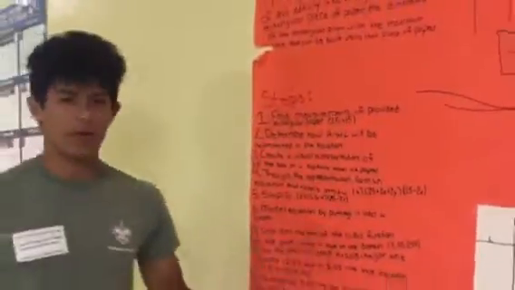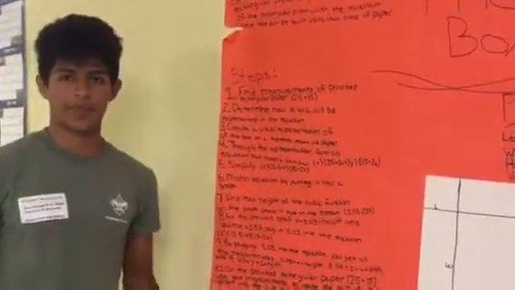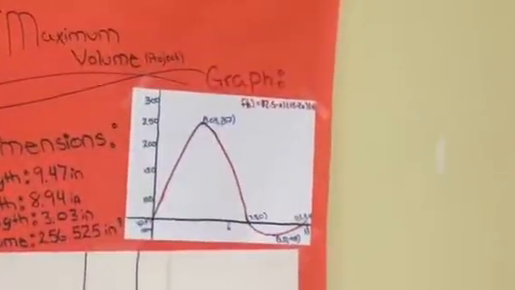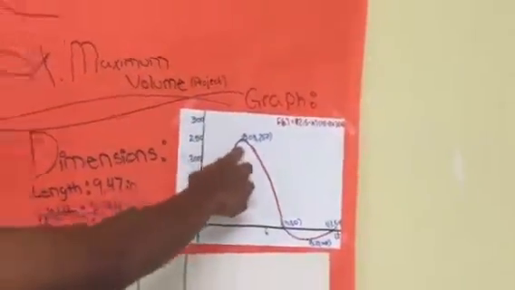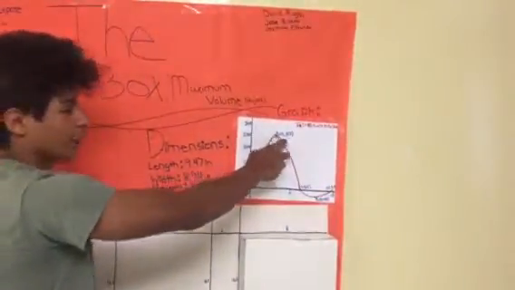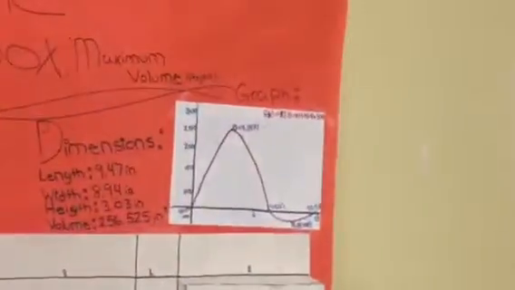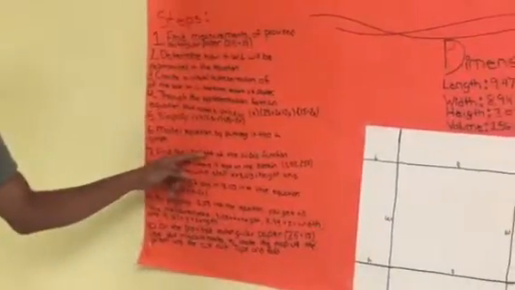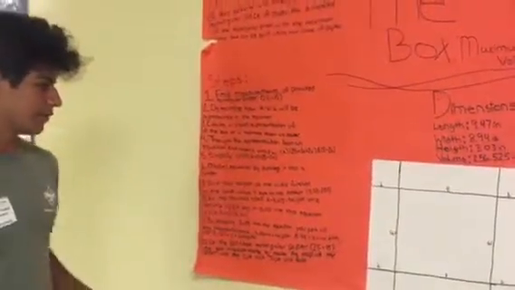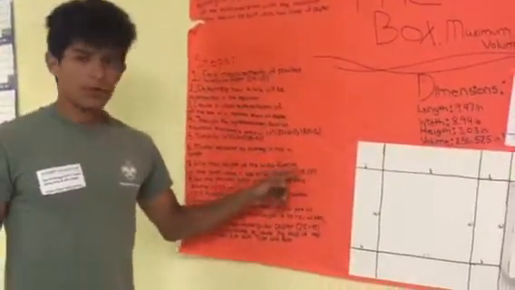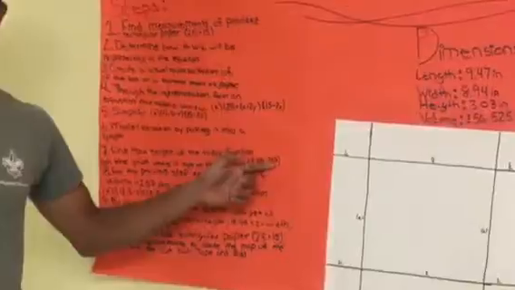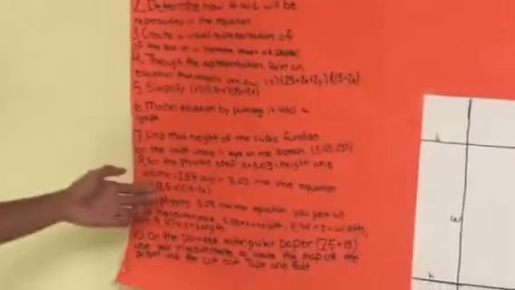So now, for step number 6, you can model the equation by putting it into a calculator. The calculator will give you a graph. The graph is right over here. And as you can see on the graph, it gives us 2 points. 3.03 is our domain, and 257 is our range. So now, since the max height is 3.03 and 257, 3.03 is going to be our x, and 257 is going to be our volume.